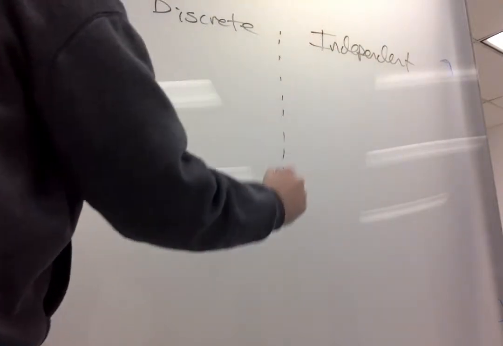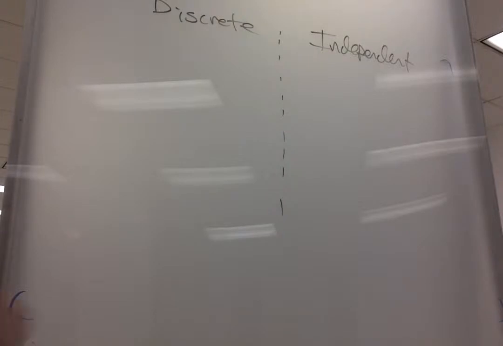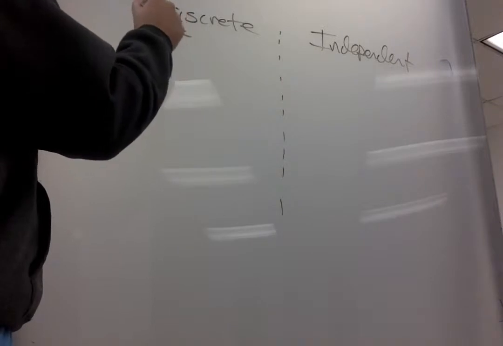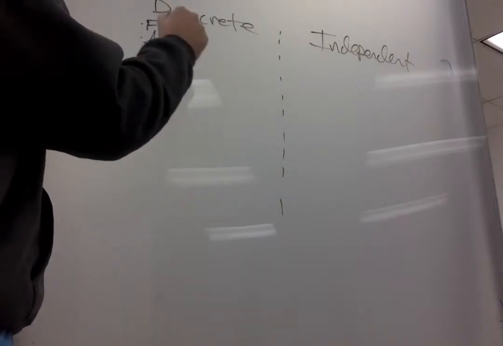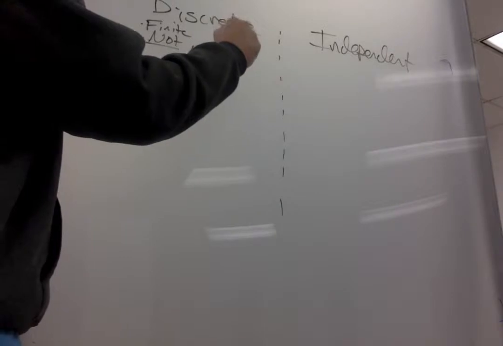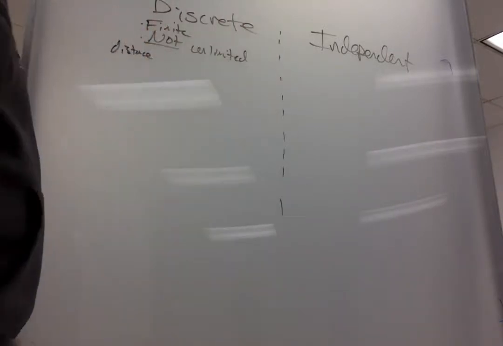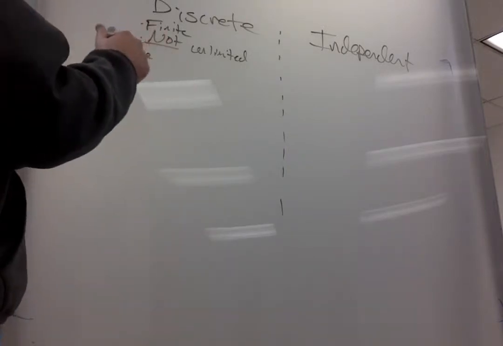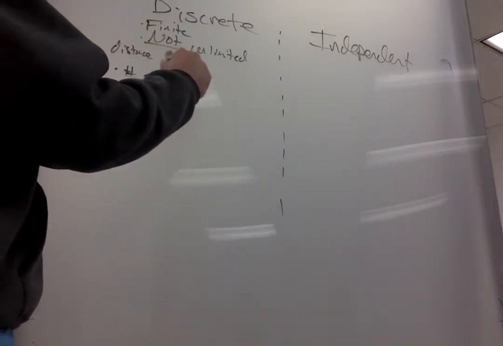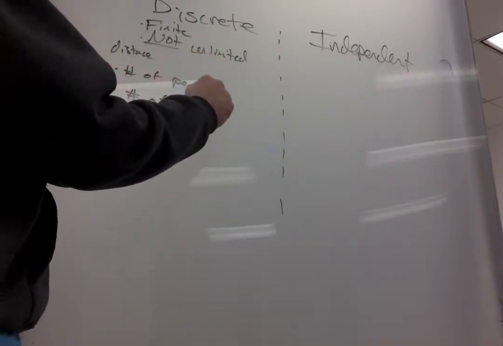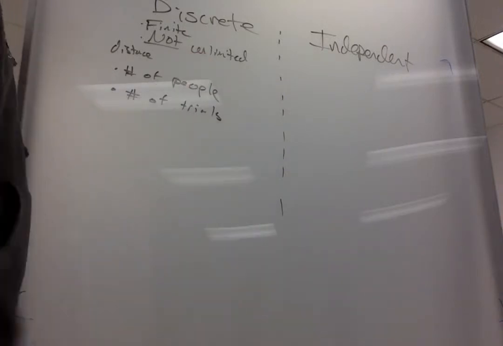You've probably heard this word once or twice before. Discrete numbers are finite, and do not have unlimited distance or values in between spaces. So something that's discrete is like number of people, number of trials. Anytime you're counting, where you can have one person, you can have two people, you can have 50 people, but you cannot have 50.45607 people.